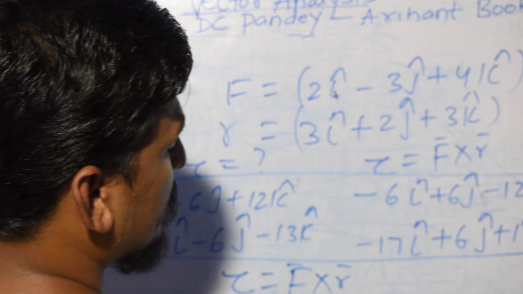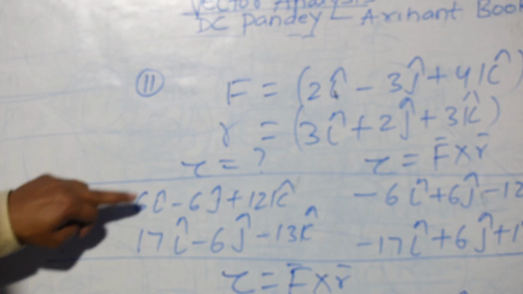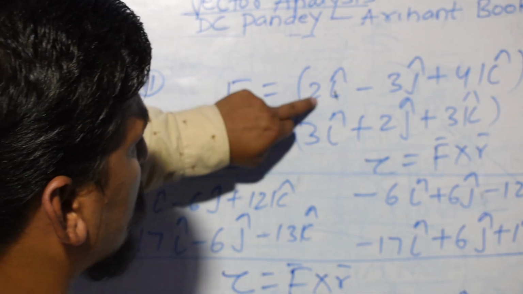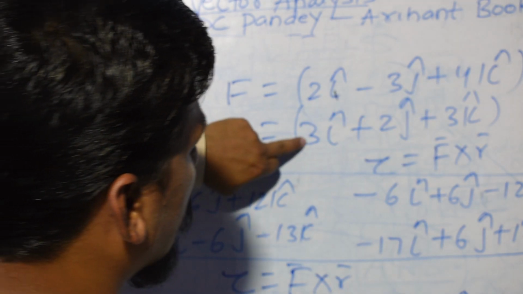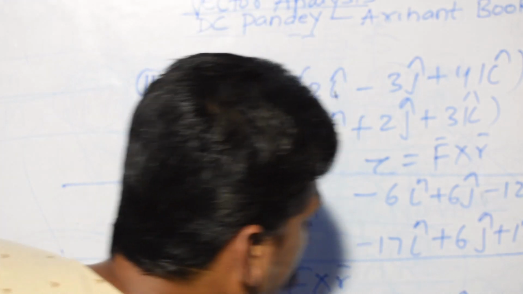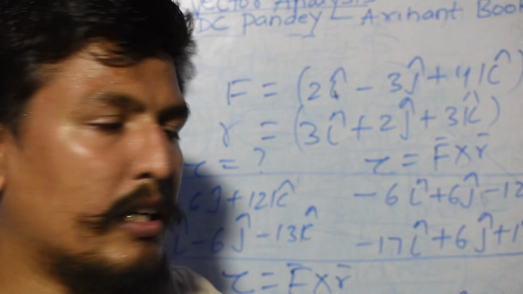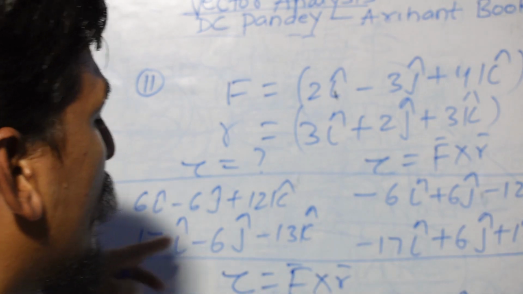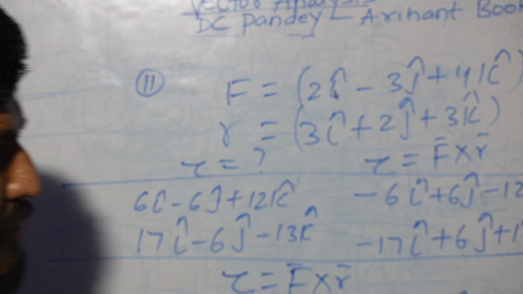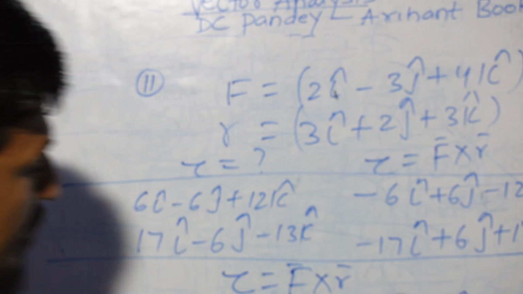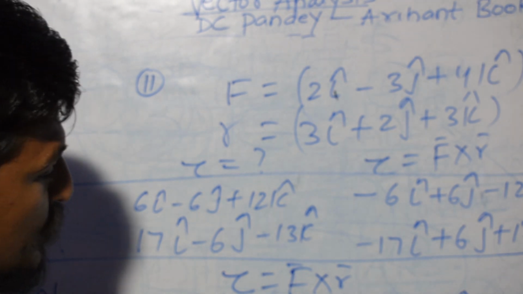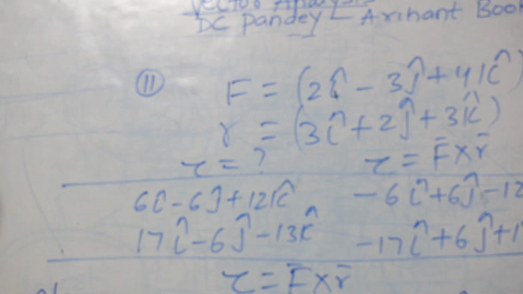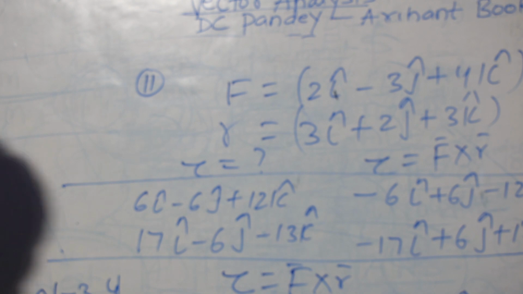Right here I, J, K. Now what we have to write is 2, minus 3, and 4, and here it is 3, 2, and 3. Now we have to calculate this. This will be a vector which must be tallied with these four options. So how to calculate this type of determinant? This is 3 by 3. Right here I, and here we cancel its row and column, and take the numbers minus 3, 4, 2, 3. Put here minus.